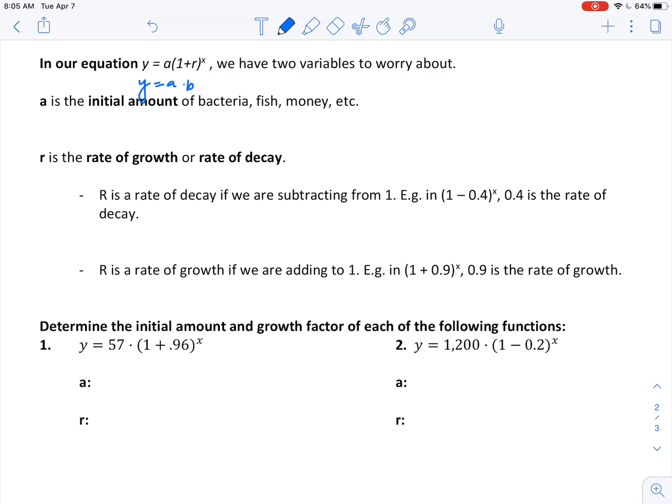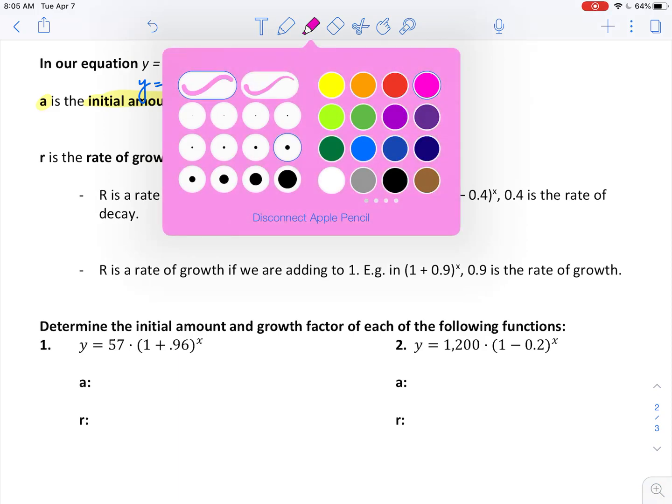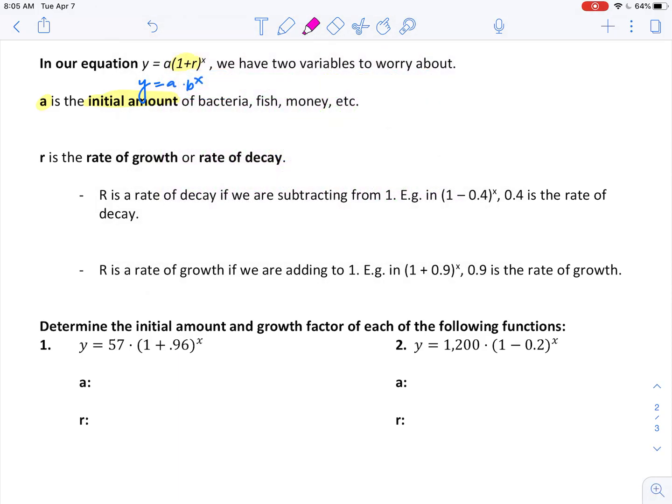Okay, and we're going to move on and talk about y equals a times b to the x, but we're going to get a little bit more specific. Yeah, I can identify if it's growth or decay, but how much is it growing, or at what rate? So we've got 2 variables we need to worry about.